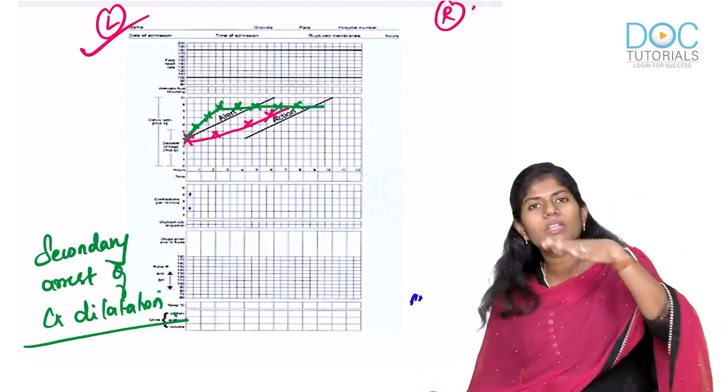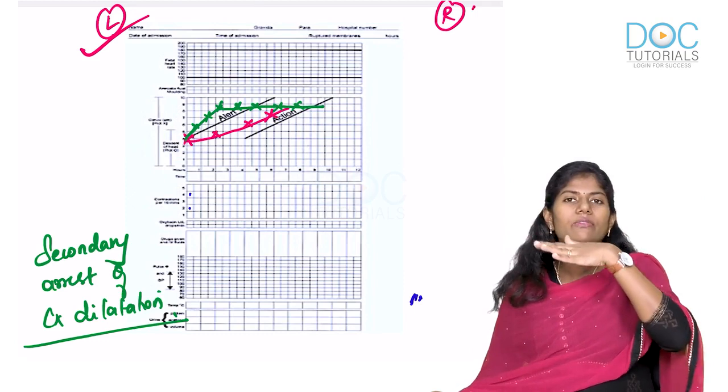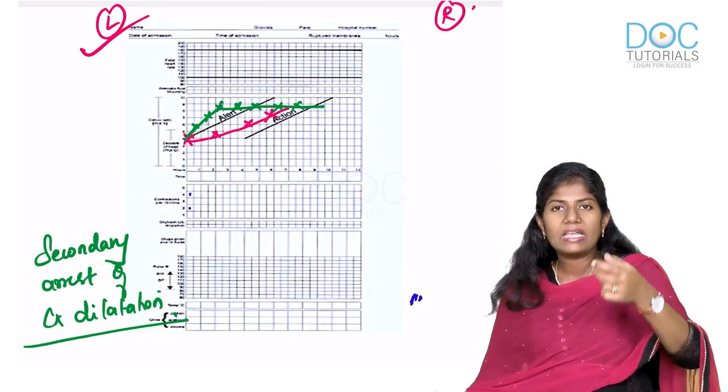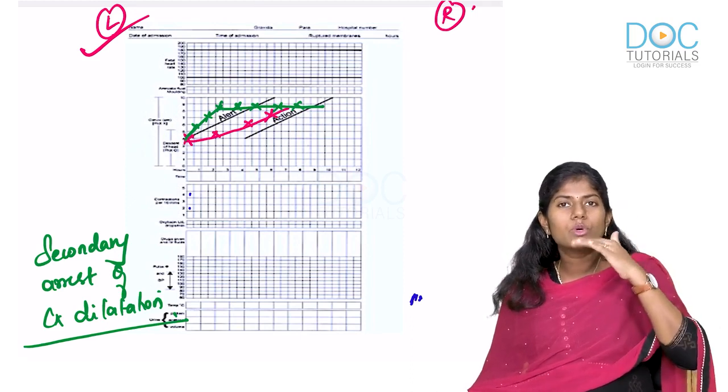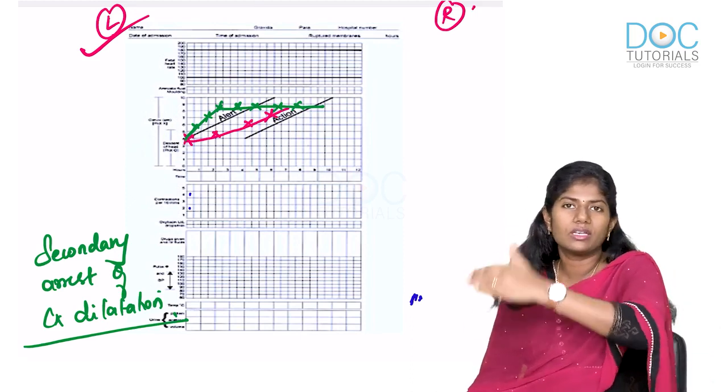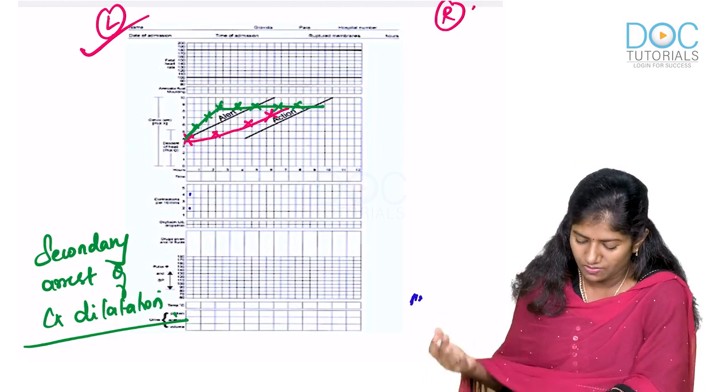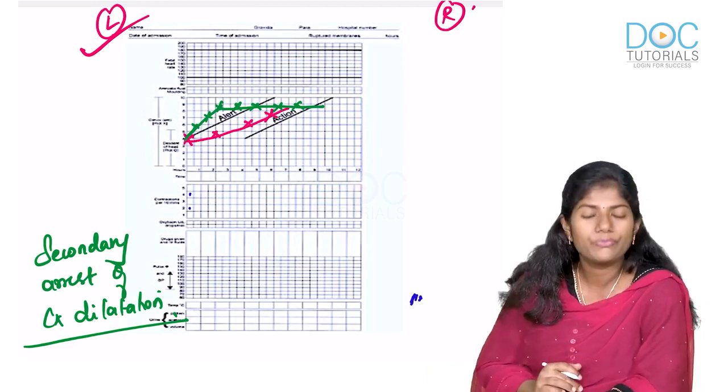If it's slow from the very beginning and to the right of the alert line from the very beginning, it's primary. If it is to the left of the alert line in the first few hours and then moves to the right of the alert line in due course, you call it secondary arrest of cervical dilatation.